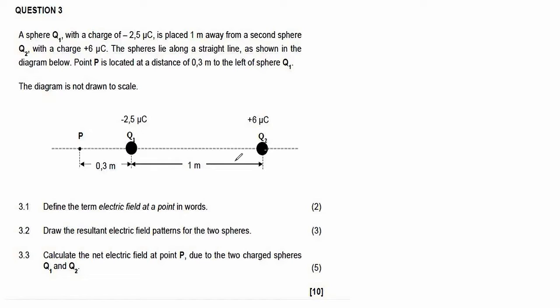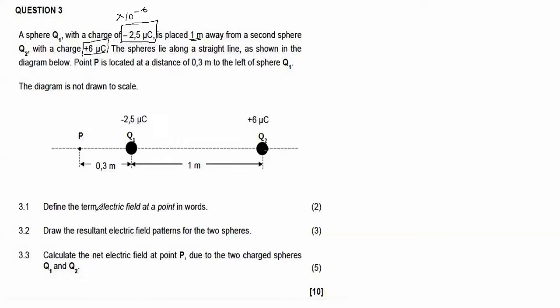Okay, so we have question 3 still on electrostatics. It says a sphere Q1 with a charge of negative 2.5 microcoulomb is placed 1 meter away from a second sphere Q2 with a charge of positive 6 microcoulomb. So we already know what to do here. We should convert these to coulombs by multiplying by 10 to the exponent of negative 6. But then our distance is in the desired SI unit. The spheres lie along a straight line as shown in the diagram below. Point P is located at a distance of 0.3 meter to the left of sphere Q1, as we can see here. The diagram is not drawn to scale.